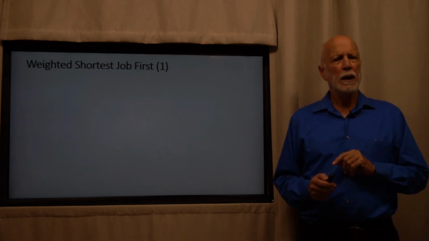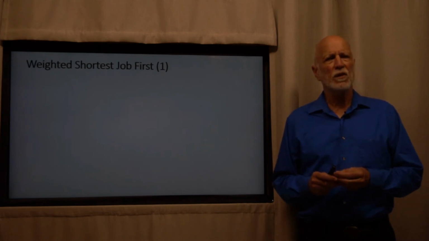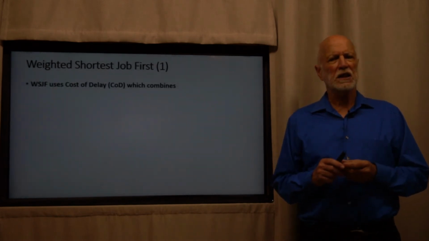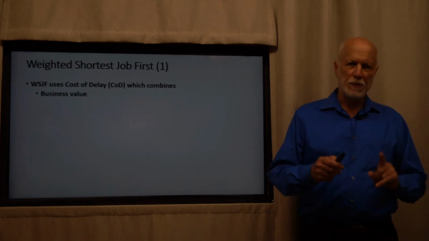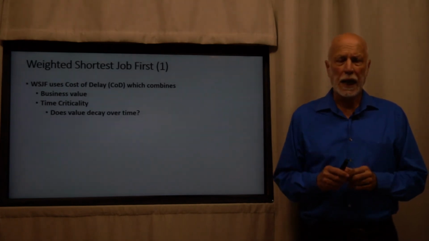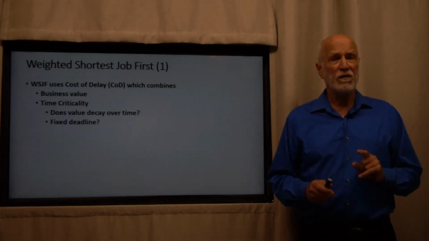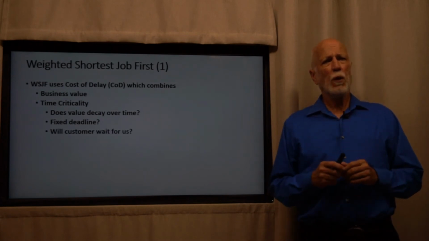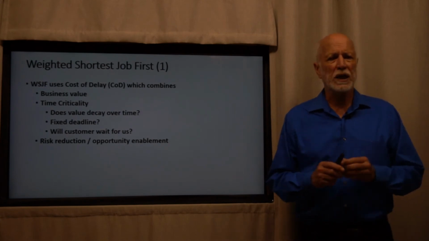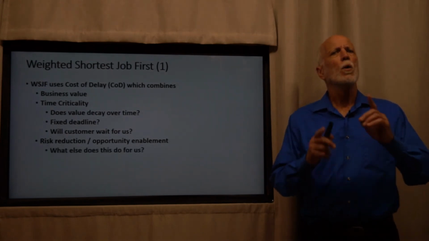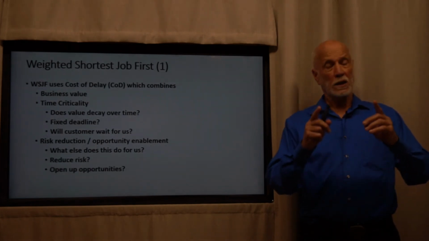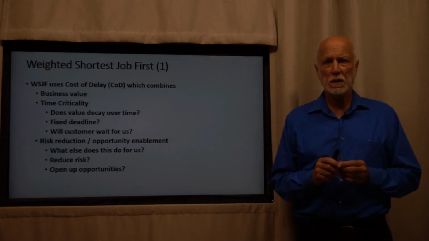Here's an alternate way of computing what requirements to do first. It's called the weighted shortest job first. And what it does is use the cost of delay. And that combines the business value, time criticality, which means, does the value decay over time? Is there a fixed deadline? Will the customer wait for us? And then the third factor is risk reduction or opportunity enablement. What else does this do for us? Does it reduce some risk? Does it open up additional opportunities?